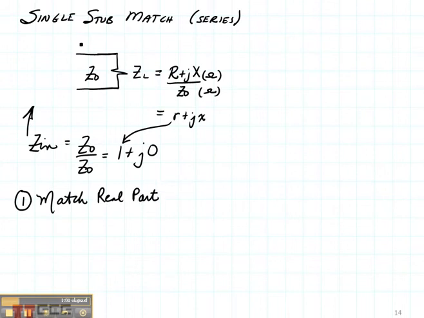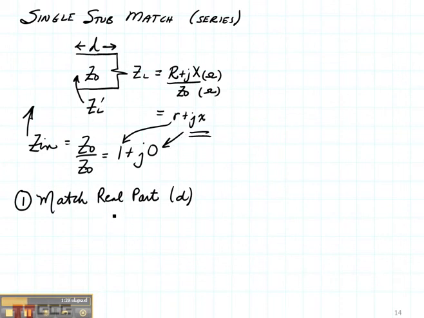To do that, we're just going to add a length of line, which we're going to call d, that allows the real part of our new load, our transformed load, which we can call ZL prime, to be equal to 1 when normalized. So that would allow the real part to be matched. But the imaginary part is still not equal to 0, so the imaginary part is not matched at that point.